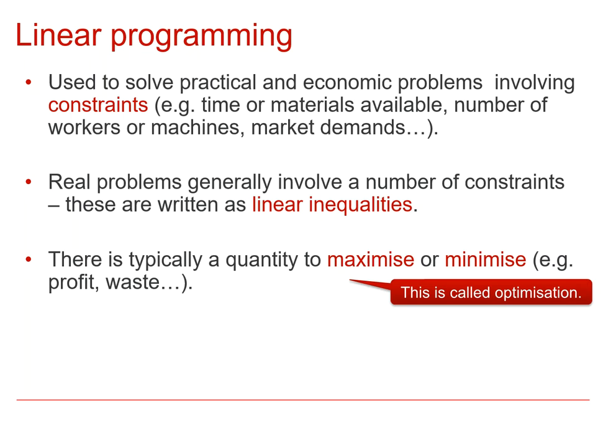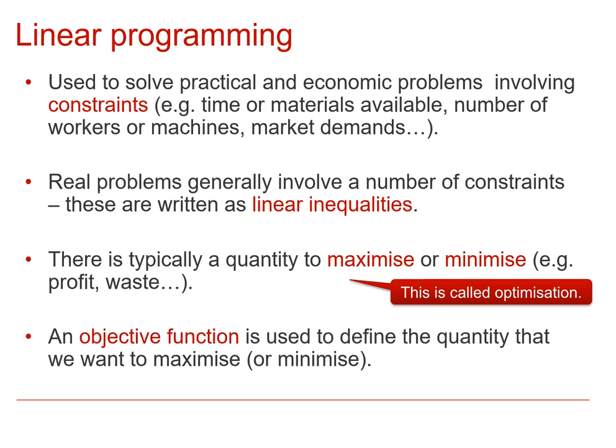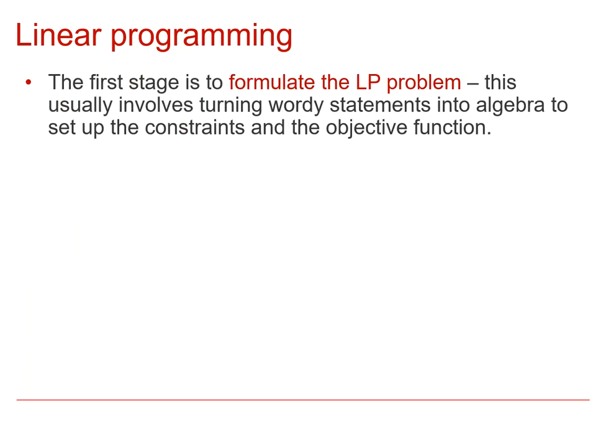And in order to define the thing that we want to maximize or minimize, we create what's called the objective function. And again, we will write that algebraically. Now, all we're going to be doing in this video is showing you how to formulate a wordy problem into the algebraic form that a linear programming problem should really begin in. And then in the later videos we'll go through the various processes we can use to actually solve the problem.